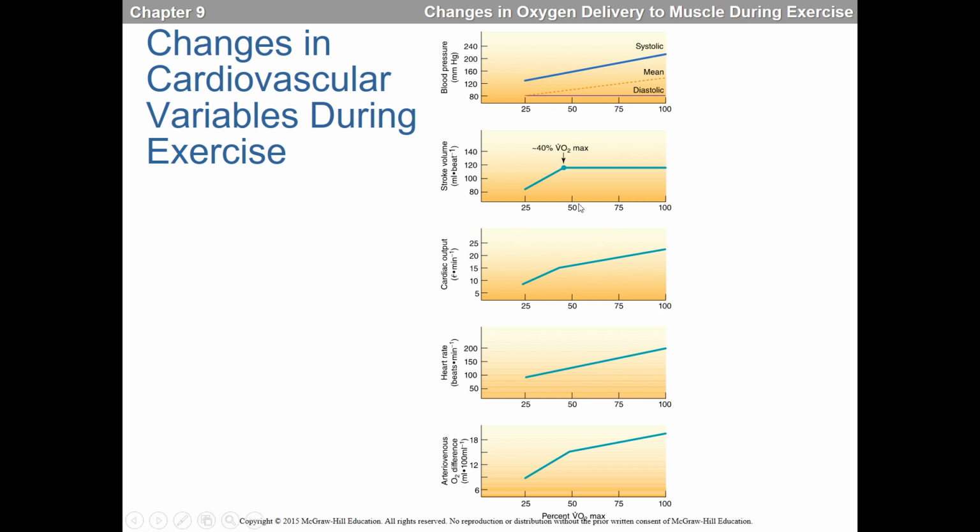And then once we reach a certain point, stroke volume is no longer increasing, and all of the increases in cardiac output are driven solely by heart rate. Now, one that we haven't talked about yet, we talked about a little bit in the past slide, arteriovenous oxygen difference. This is essentially how much oxygen your skeletal muscle is able to take up. And it increases linearly with exercise for a bit, and then there's a slightly smaller slope.